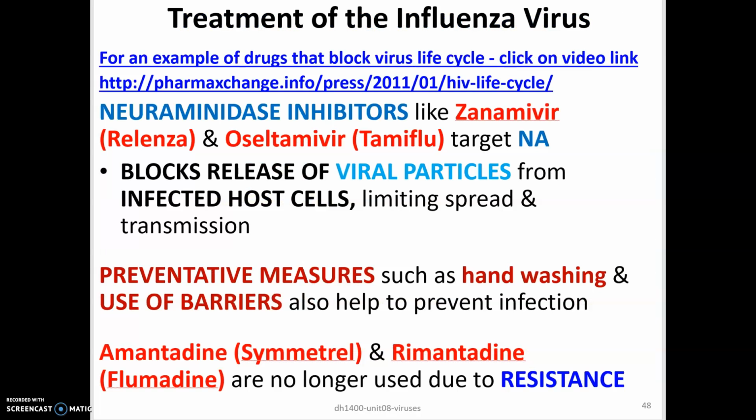And finally, we can talk about the treatment of the influenza virus. Of course, you guys know there's not much you can do to treat a flu. We do have some antiviral meds like zanamivir, Relenza, and Tamiflu, which is probably one of the most common ones you'll hear. And these will target neuraminidase. So what it does is it blocks the virus's ability, once it's inside the cell, to get out. If it gets into the cell and it can't get out, that means we limit the spread and the transmission of the virus.